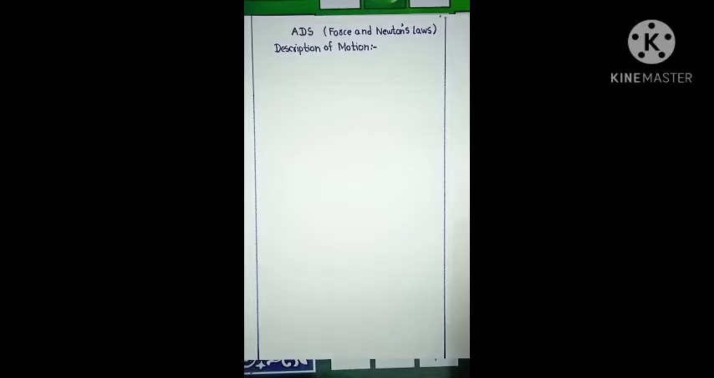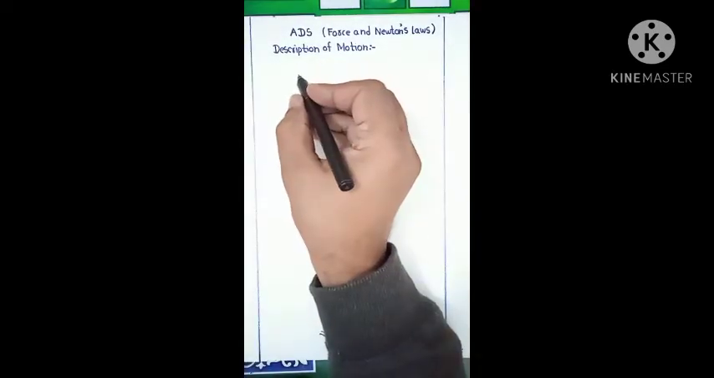Today I will start the lecture for ADS, Associate Degree in Science, and I am going to teach you force and Newton's laws of motion. First of all, description of motion.